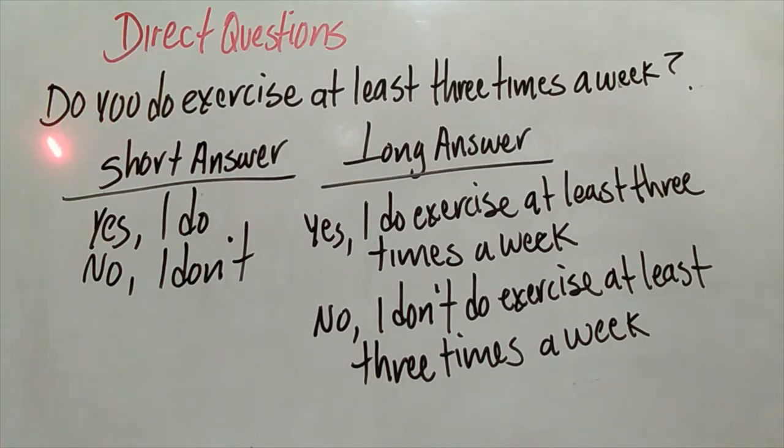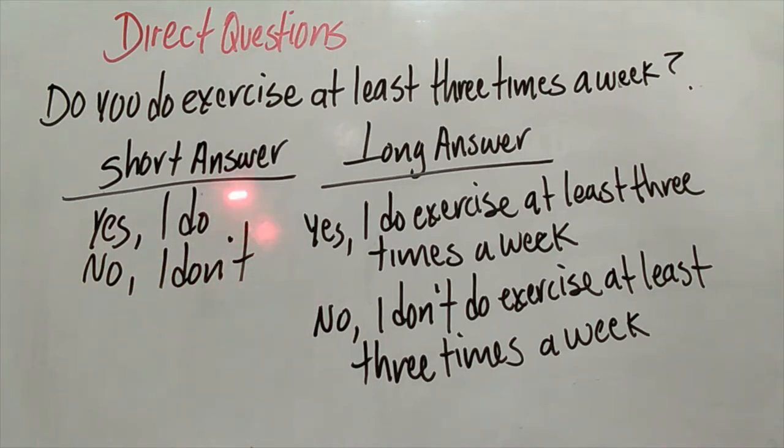Right? We want to start, do you? That is 2 different syllables, do you? Or we want to have only one. We want to eliminate this one, that is the O. We want to use it like this: d'you do exercise at least 3 times a week? And we want to have 2 different kinds of answers. We want to have a short answer, that's going to be like this one, and a long answer, that's going to be like this one, okay? For example, do you do exercise at least 3 times a week? Yes, I do. No, I don't. Why? We have the auxiliary do in positive, and the auxiliary do in negative, because the question started with do, right? That's why we said, yes, I do, or no, I don't, that's it.